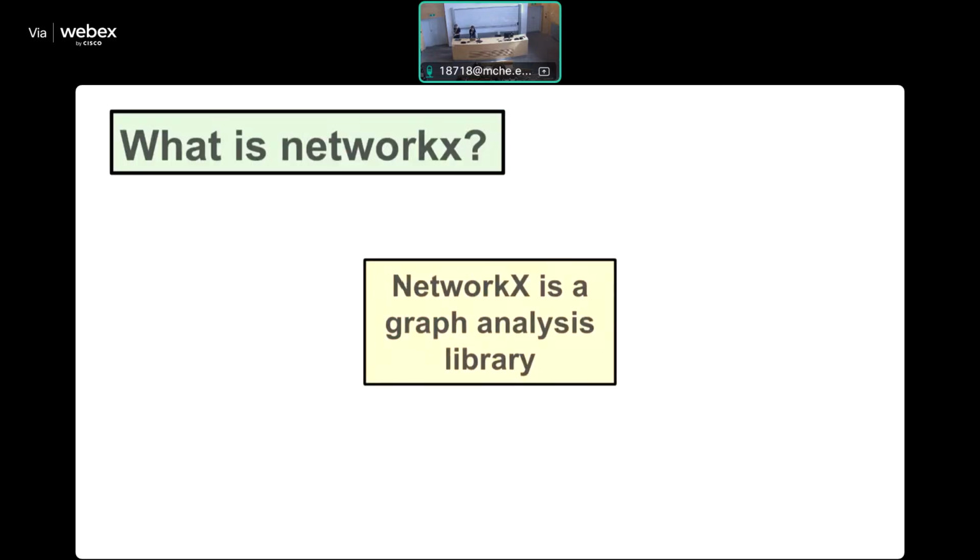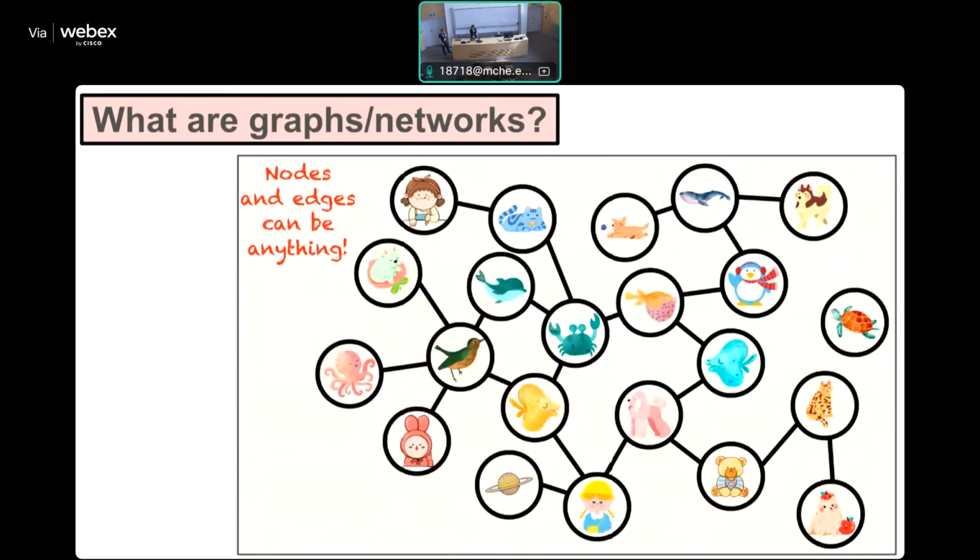Hi, so what is NetworkX? First of all, it's a graph analysis library. These kinds of graphs are also called networks. So you basically have these circles, and these are called nodes, and there is data in them. And two nodes have some sort of relationship, and so they have a line which is called an edge, and these can be anything.